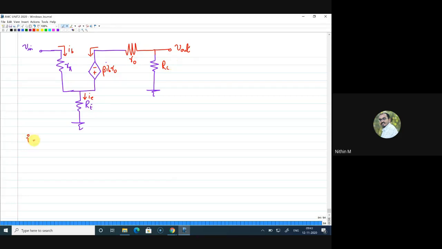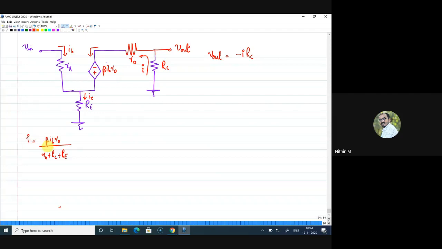First, I'll write what this current I is, because V out, I can write as the voltage across RC. Since this is the current direction that I have here, I can say I is equal to the voltage in that loop, beta IB into R naught, divided by R naught plus RC plus RE. This is I. Right. Now, first I will write what V out is. I can write V out as minus I into RC, and I substitute for I.